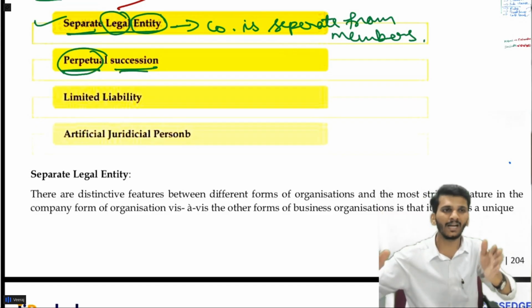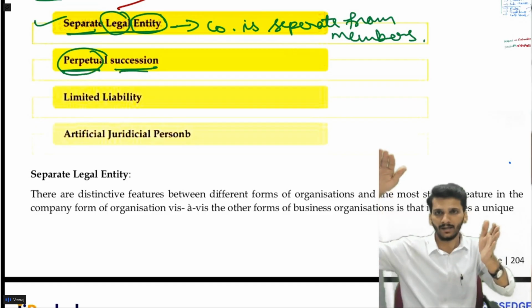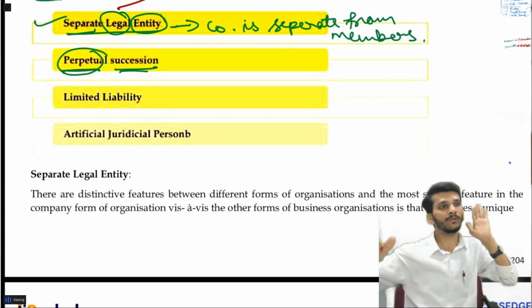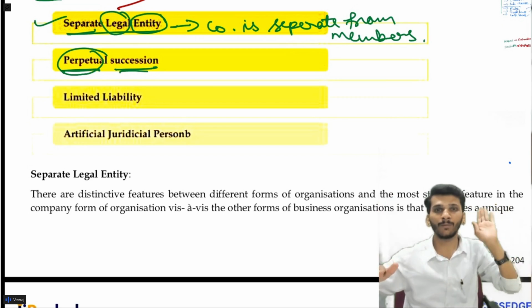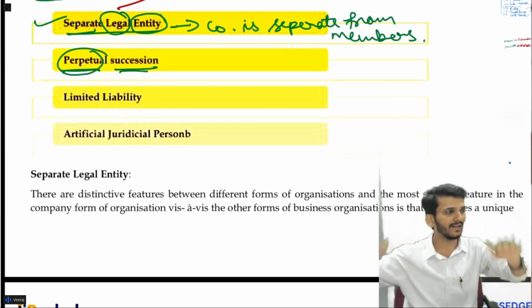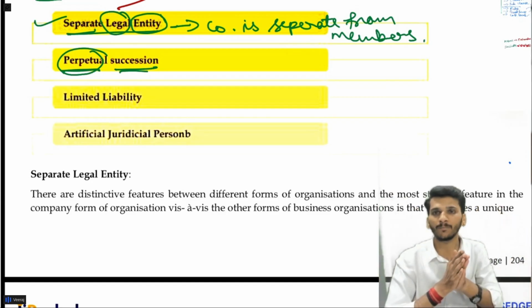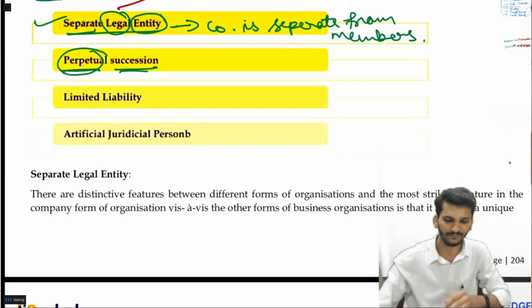The company is not affected because of the existence of the members. Company goes on forever. That is why we are using the word perpetual succession. Separate legal entity and perpetual succession, both are related. Understood? Members may come and go, but company goes forever. This is the line they are using. We will read it later.